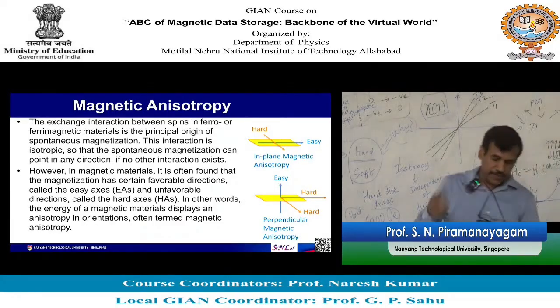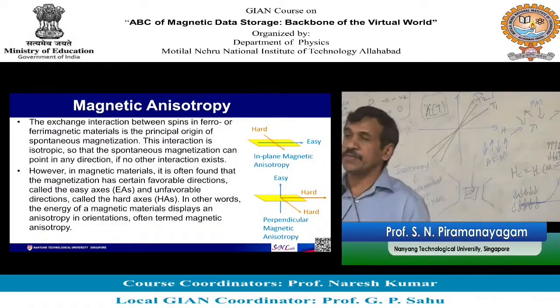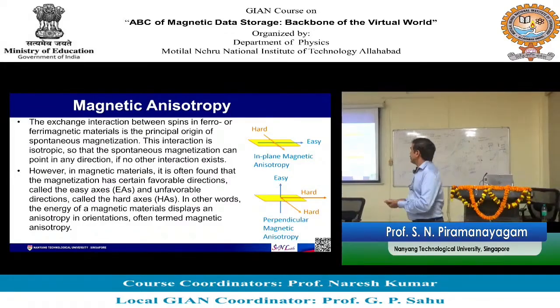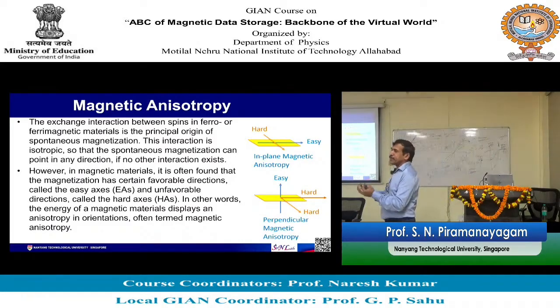And the word anisotropy is the opposite of isotropy. Suppose I measure the property of something and it is different in two directions, then we call it anisotropic. So magnetic anisotropy means the magnetic property that you measure will be different in different directions. If you get different properties in different directions of measurement, then you call it magnetic anisotropy.